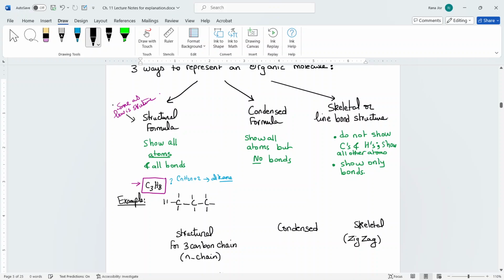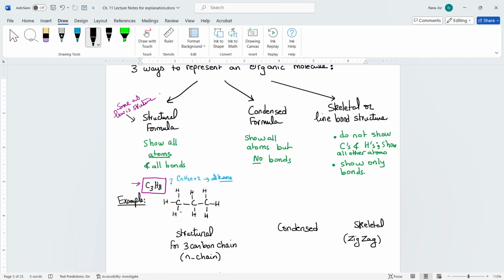After I do this, I go ahead and fill all of these bonds with hydrogens, so that I now use 3 carbons and 8 hydrogens. So this is called the structural formula of C3H8, showing all the carbons, all the hydrogens, and all the bonds. So imagine if the molecule is really big, the structural formula will be really inconvenient to draw. And this is why we come to the next way to represent that organic molecule, which is the condensed formula.